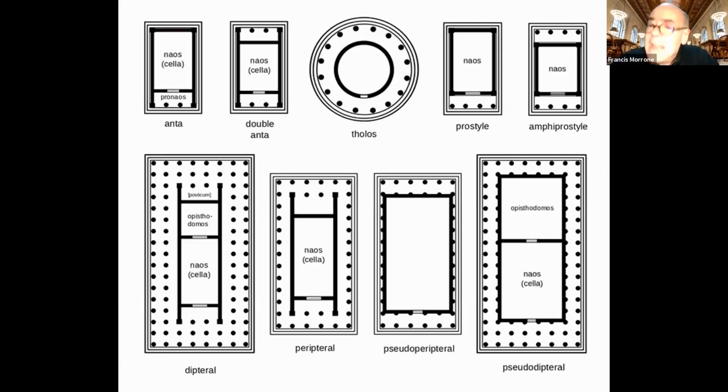Here are the plans of many of those. You see at the top center, there is a tholos. Now, when you look at the plans of a Greek temple, you look for those big black dots. Big black dots are always columns. Those are where the columns are. And this ancient Greek architecture is a matter of columns. Above all else, it's about columns. So there you see the columns are in a circle.